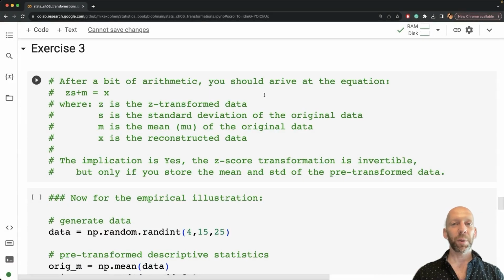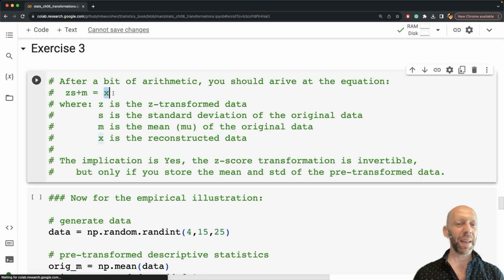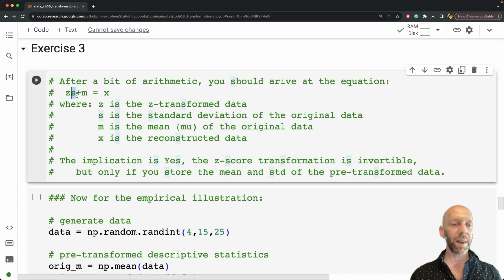I'm not going to walk through all the steps of transforming that Z transformation formula because I think it's relatively elementary algebra. But you should end up at something like this. So x equals zs plus m, where z is the Z transformed data, the standardized data. s is the original standard deviation. Obviously, this is not the standard deviation of the Z transformed data, that is trivially equal to 1. And m is the mean of the original data. Again, that's not the mean of the Z transformed data, that is trivially equal to 0.